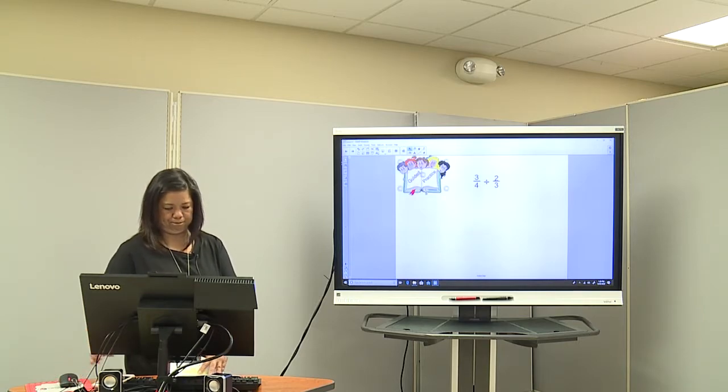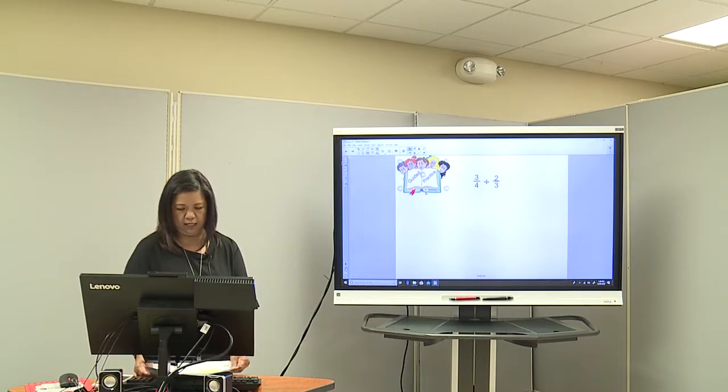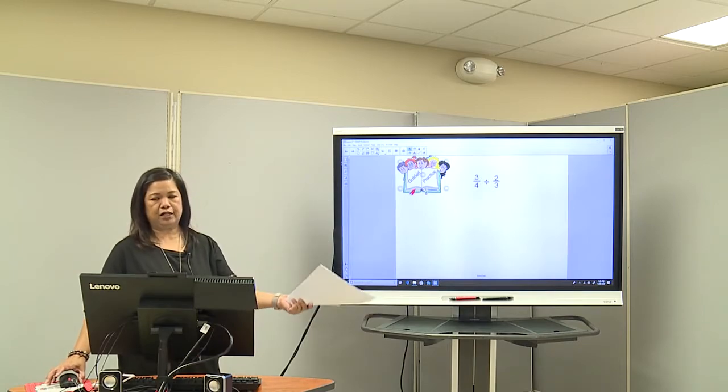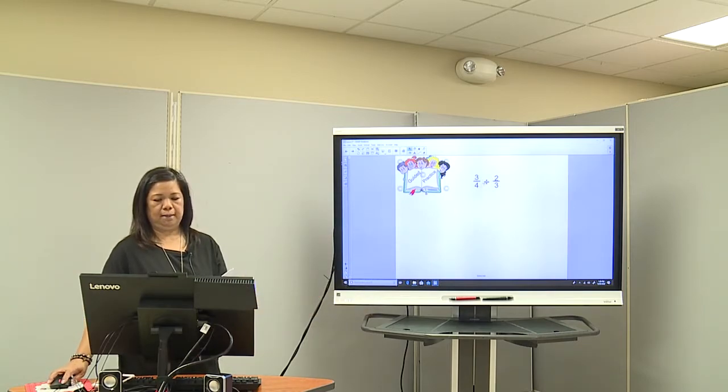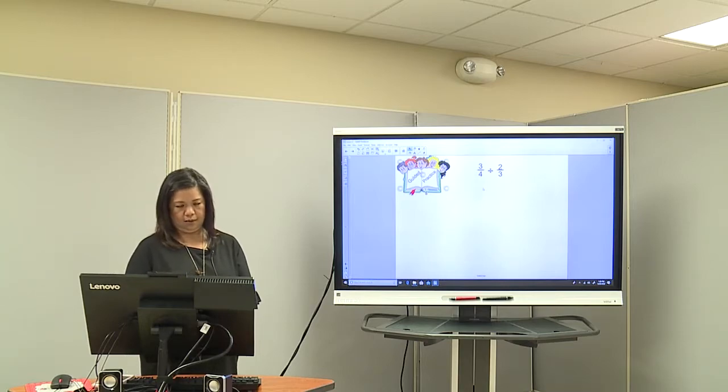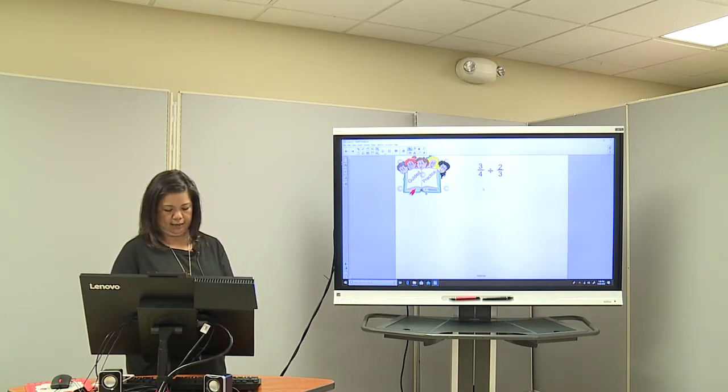Now, 3/4 divided by 2/3. So division, fraction by fraction, but they are different denominators. So we need to make equivalent fractions. What is the difference between this problem and the problems we completed in lesson 3? The fractions in this problem do not have common denominators, but the problems in lesson 3 did.